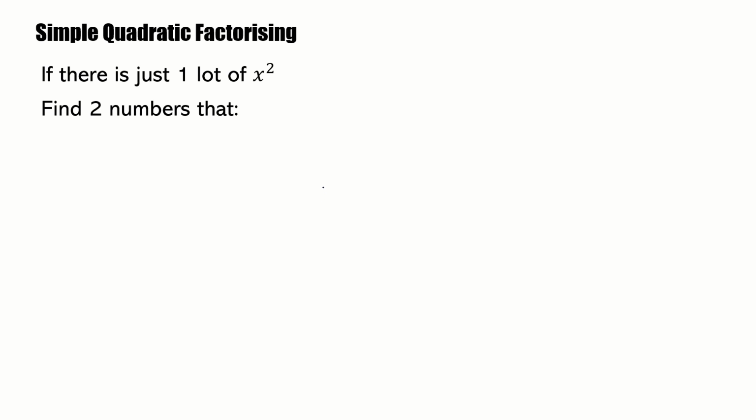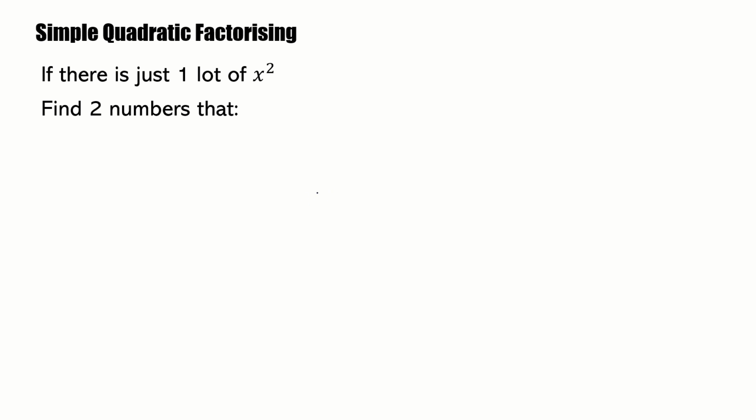Okay, let's start by having a go at actually factorising a quadratic, and we'll start with the simple stuff. We'll look at quadratics that only have one lot of x squared in them. That means you've got the quadratic where there doesn't appear to be a number in front of the x squared, what we call a coefficient, and that's therefore just naturally telling you you've just got one lot of that thing.